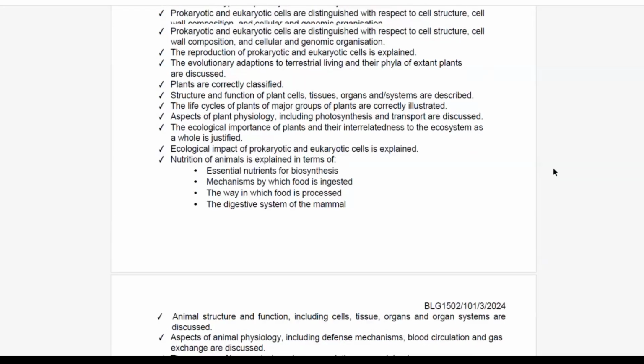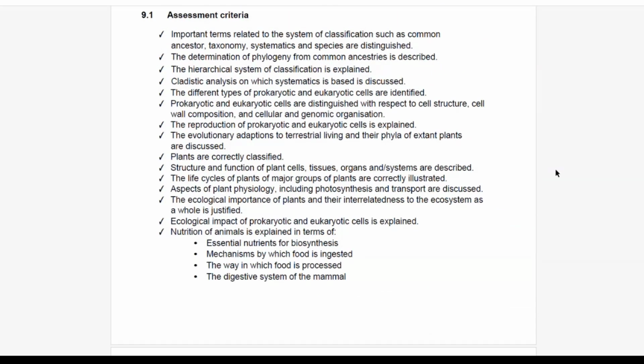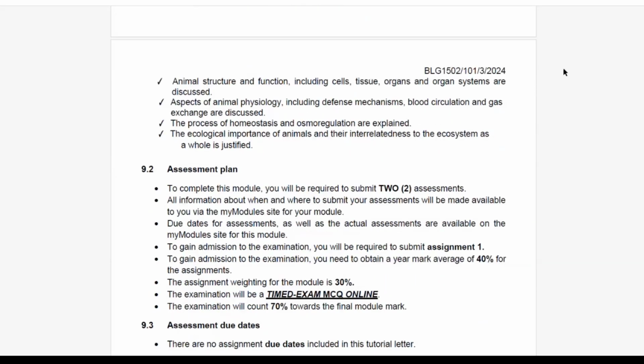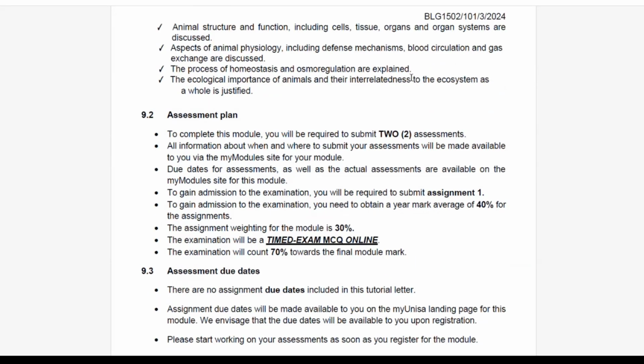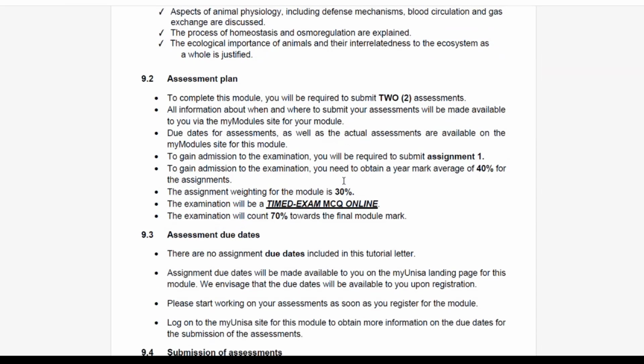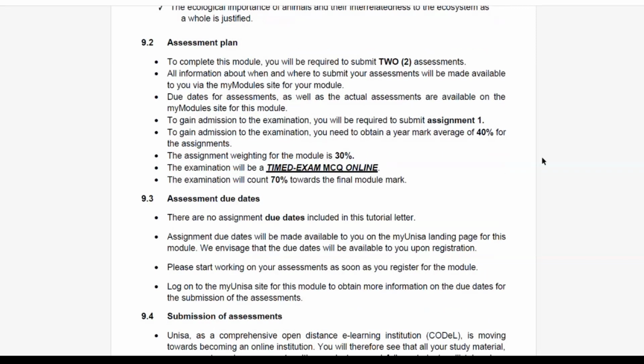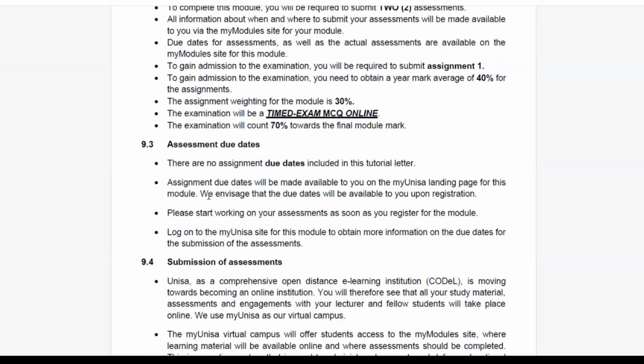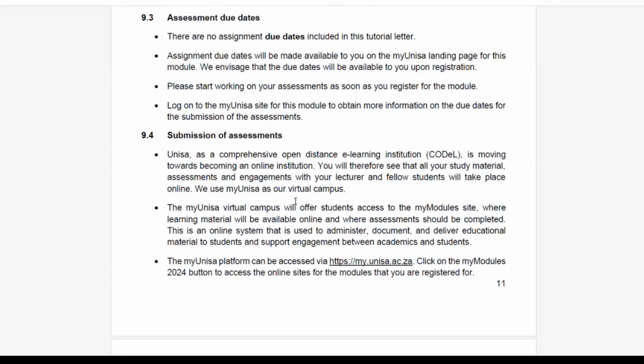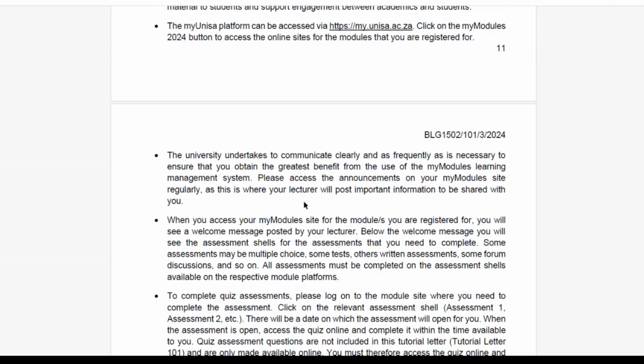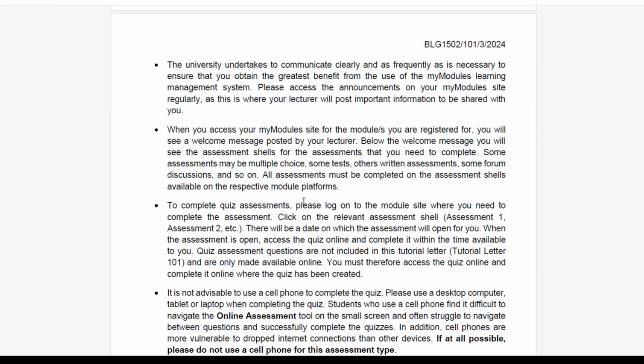And also look out for the important dates. Important dates are very good, so that you do not miss submitting an assignment and anything like that. And here they said to complete this module, you're required to submit two assessments. It has an indication of how the assignments are weighed: 30%, the average 40%, and all that. And I've mentioned that the due dates are very important. You need to be on the lookout.